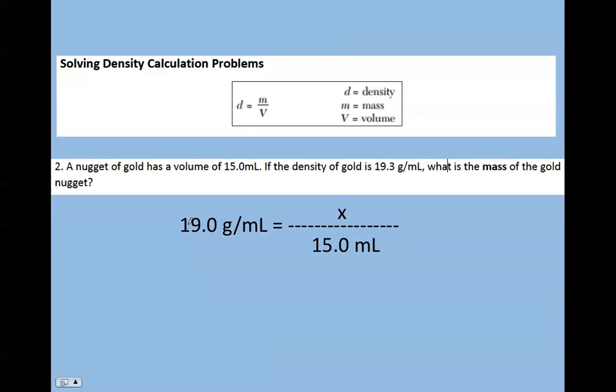So we fill in our 19.3, and then our 15.0 milliliters. All you would simply do, just like when you're in Algebra 1, is solve for X. You're just going to cross multiply these two. So think of 19.3 being over 1. When you cross multiply those, you'd be multiplying 19.3 and 15, and you get 289.5.